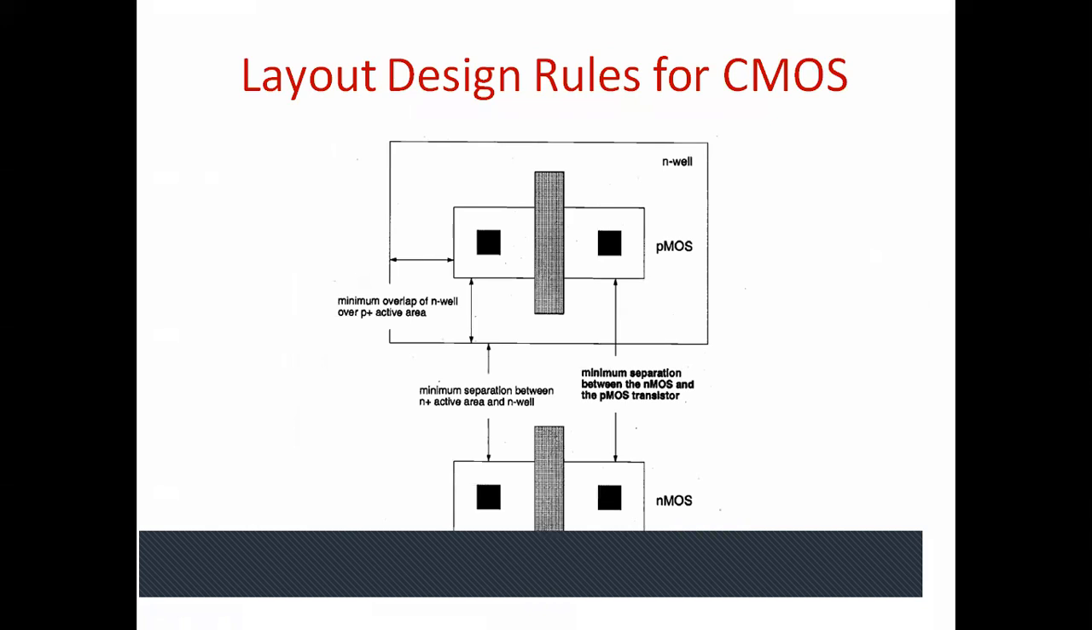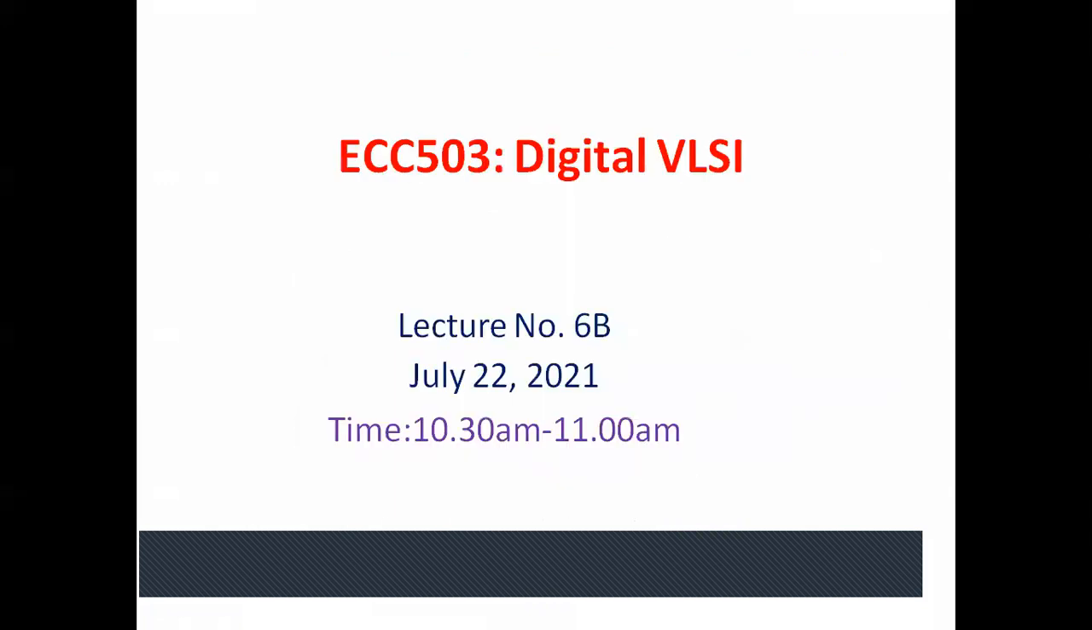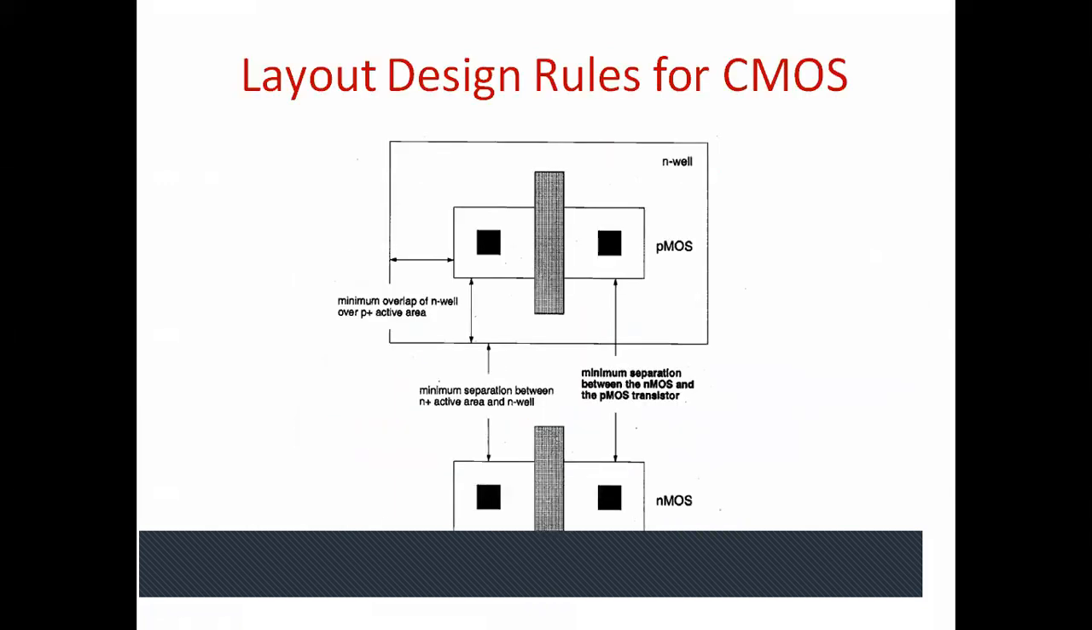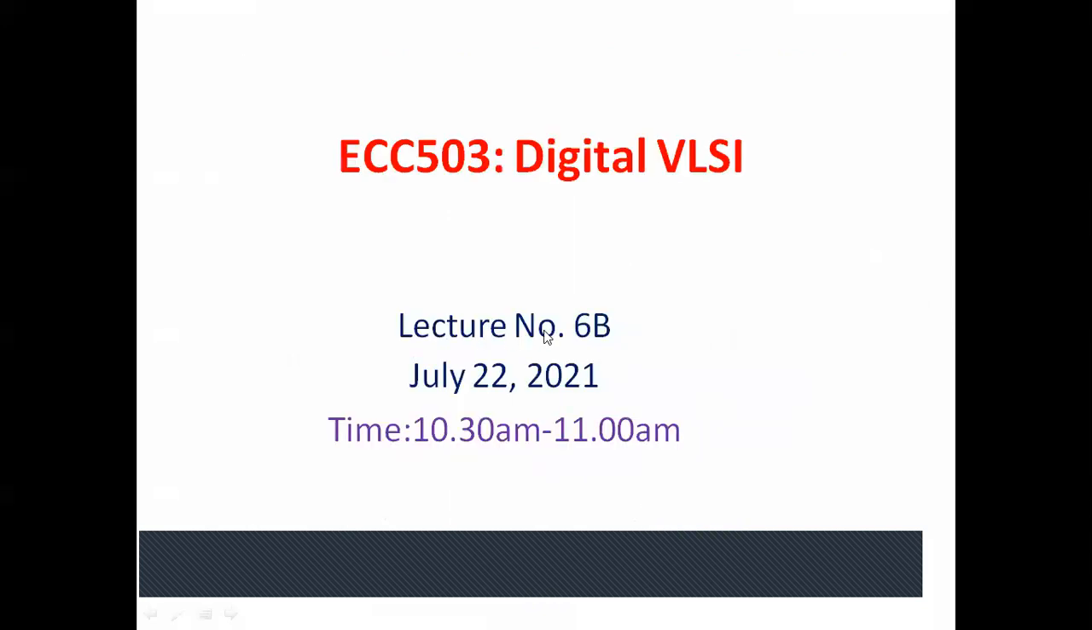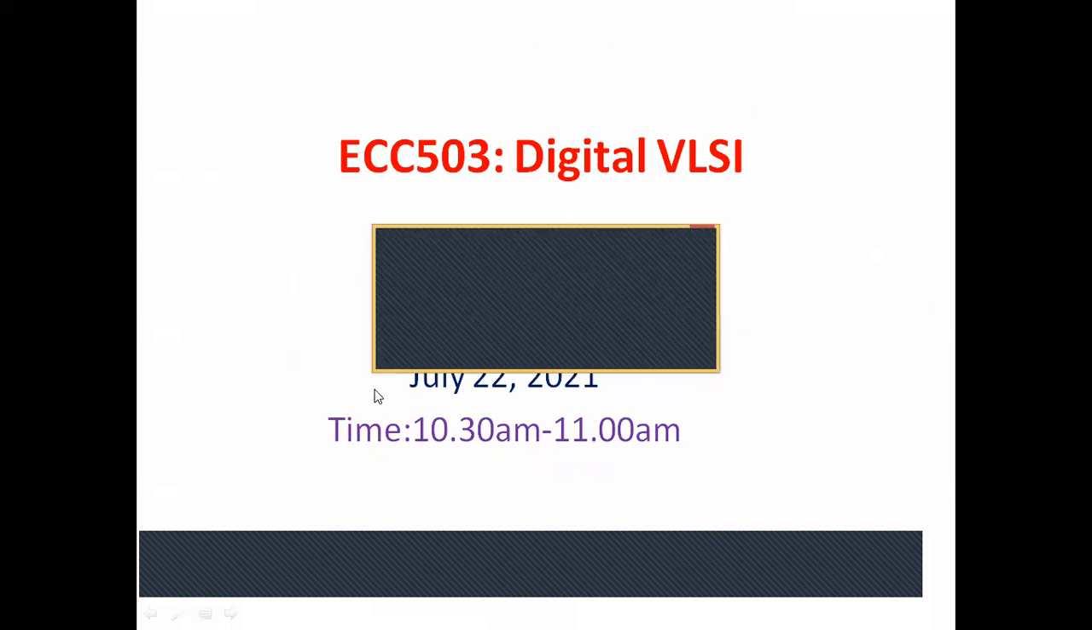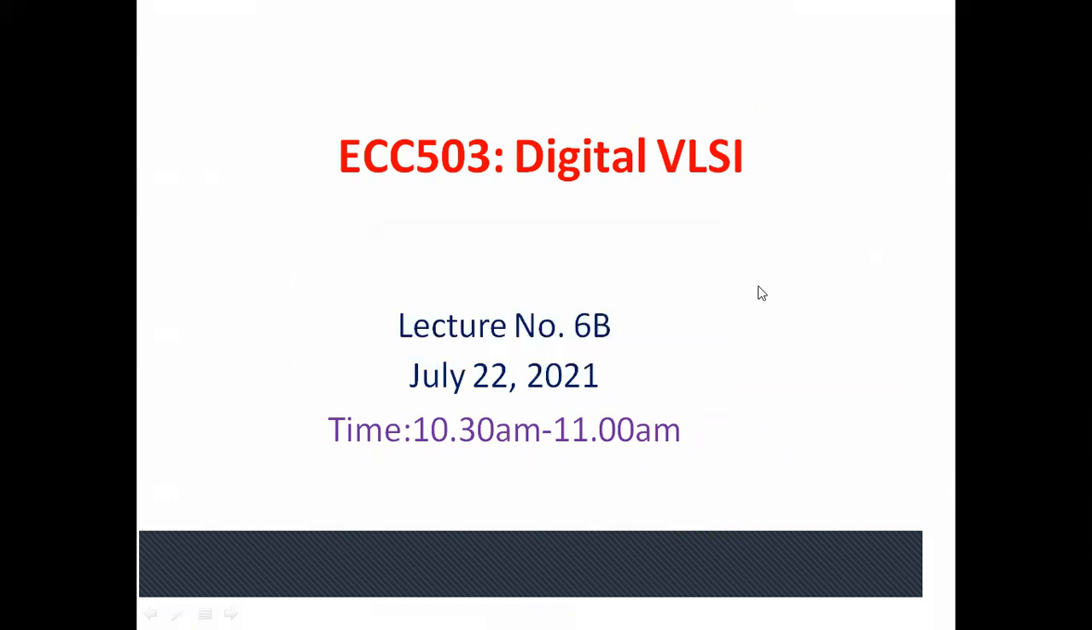Now layout rules for N well and P well, that we will see. So we will now move to lecture number 6B, right? Up till now we have seen metal rules, polysilicon rules, contact rules, contact to polysilicon, contact to active region, separation, everything we have seen. We will see the layout rules for well, N well, P well, what the rules are, because in CMOS fabrication the rules are important.